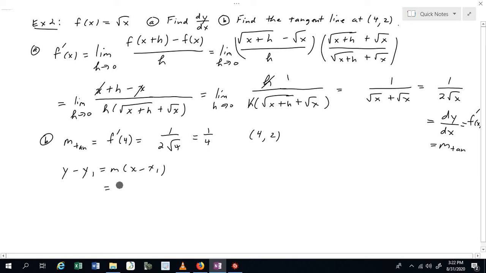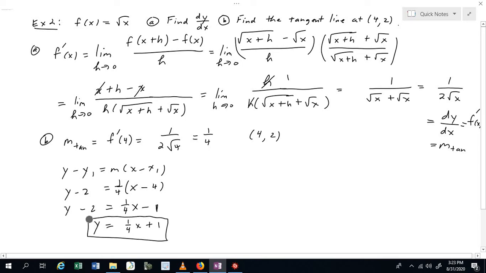Okay, so m is 1/4, and then x1 is 4, and y1 is 2. Okay, and then let's just distribute the 1/4. So you get 1/4 x minus 1, and then add this 2 to both sides. And so you get 1/4 x plus 1. Okay, and so that's the equation of the tangent line at this particular point.